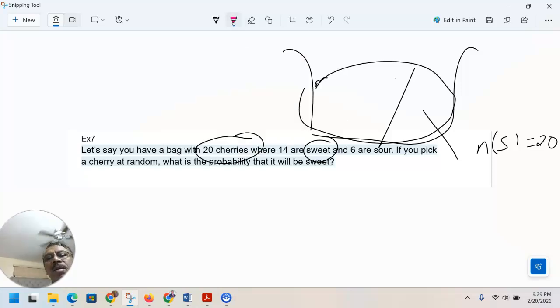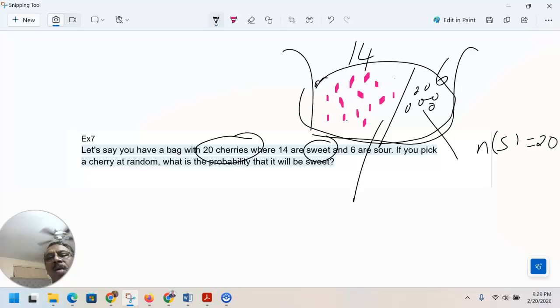So 14 sweet: 1, 2, 3, 4, 5, 6, 7, 8, 9, 10, 11, 12, 13, 14. These are 14 sweet cherries, and there are 6 which are sour, black. So these are 6 and these are 14. If you pick a cherry at random, what is the probability that it will be sweet?